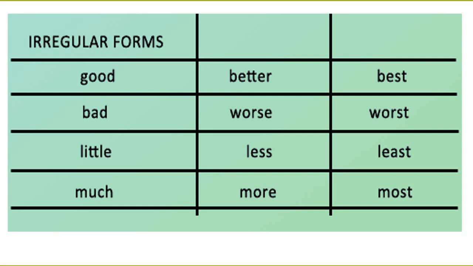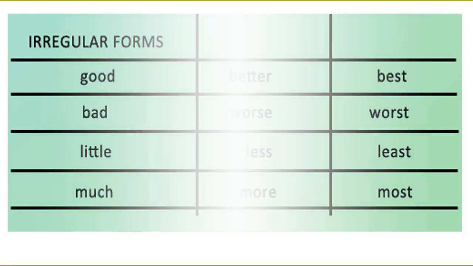Now we are going to learn some irregular forms. Look at the first one, good, and the comparative form is better and the superlative form is best. These are irregular forms. Bad, worse, worst, little, less, least, much, more, most.